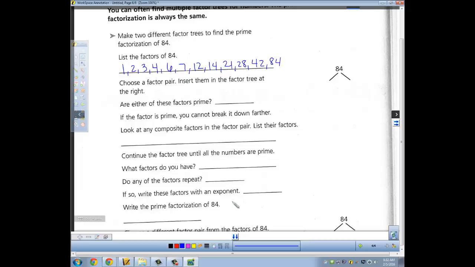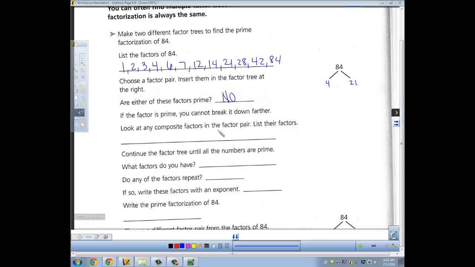So they want me to choose any factor pair and put them in the factor tree. I'm just going to choose 4 and 21. Next, it says, are either of these factors prime? 4 is not, 21 is not, so no. So just because 21 is odd doesn't mean it's prime. If it's prime, you cannot break it down farther. They weren't prime, so I'll move on.